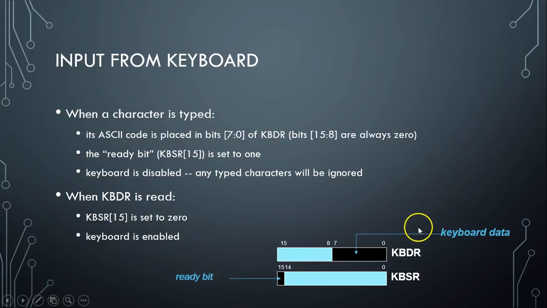Of course, here's a visual representation. So you have a KBDR. Remember, these first 8 bits here are, of course, the 0s that we were talking about up here. And then this right here is the keyboard data. So whatever character you typed goes right here. And then the KBSR is what toggles the mode for enabling or disabling the keyboard.